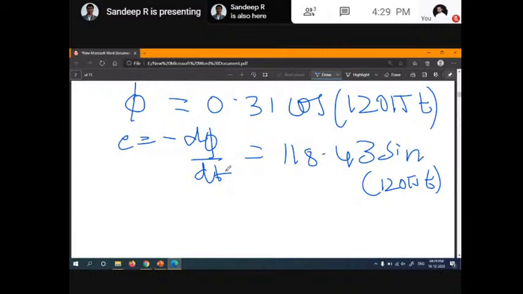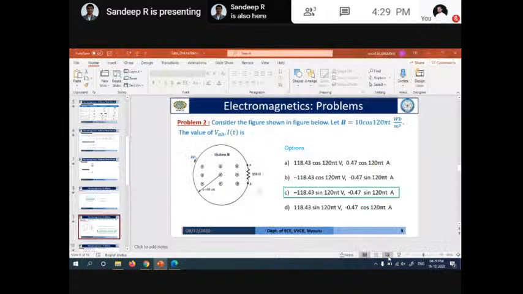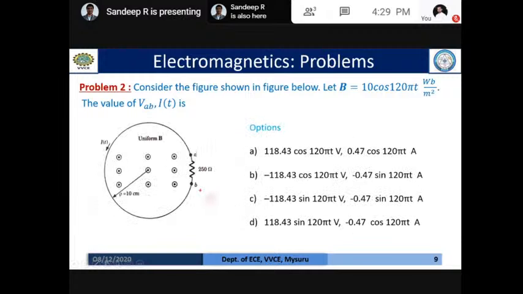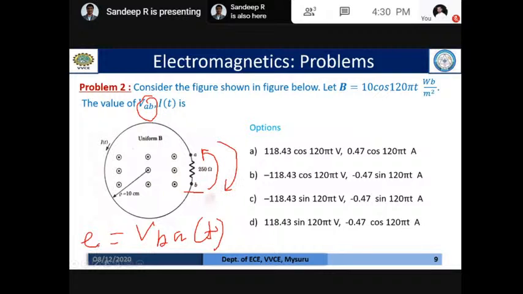But this EMF induced, whatever we are calculating here, is from B to A. B is the initial point, A is the final point. So what you have calculated is VBA of t. So this is the EMF induced, VBA of t. What is asked is VAB instead of VBA, so you have to reverse this direction. So you will get E is minus of VBA of t.